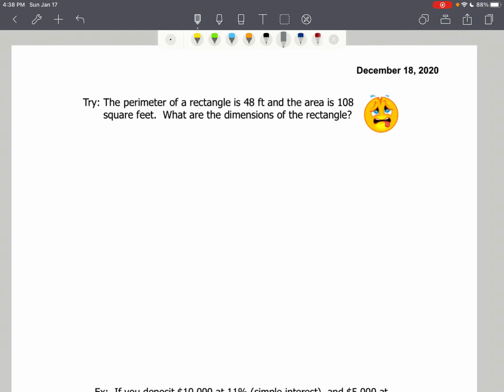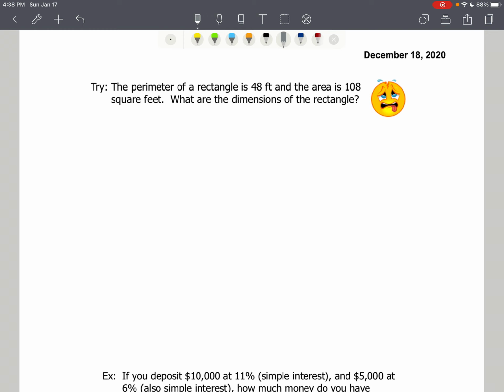Okay, here's one for you to try. Go ahead and press pause, and when you're ready to reveal the answer, come on back.